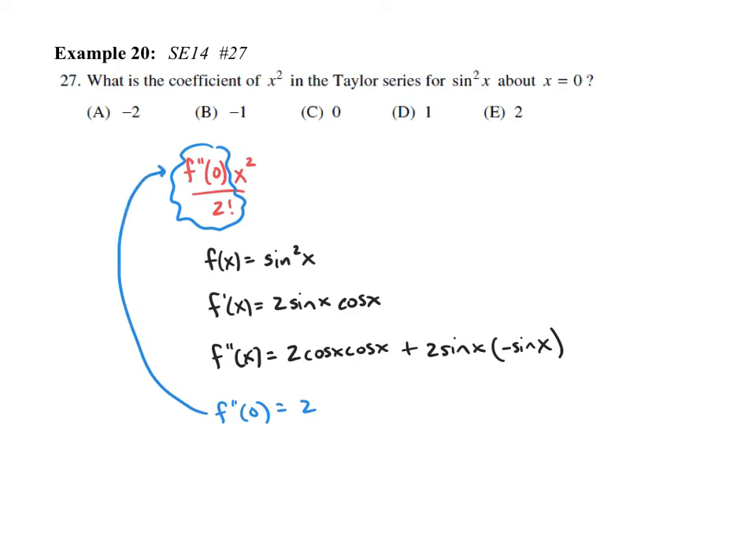So when we're searching for the coefficient of x squared, we're searching for f double prime of 0 divided by 2, or 2 factorial. That would give us 2 divided by 2, which is simply just 1. So that's letter or option D. Okay, let's move on to the next example.